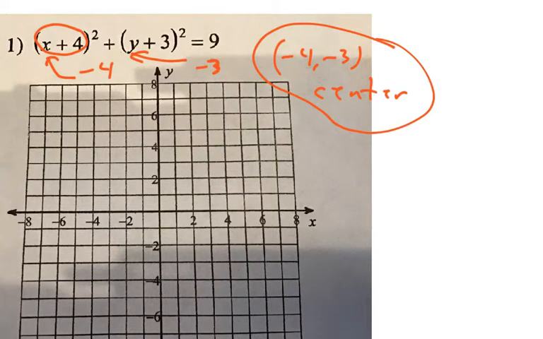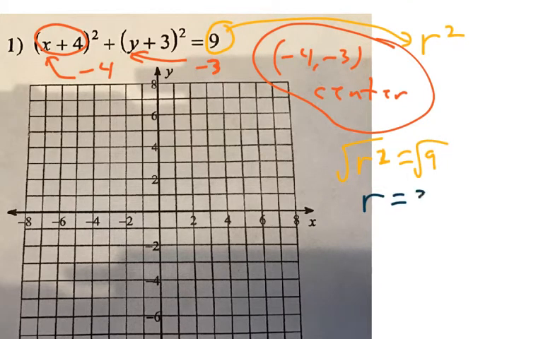Now, the other thing that's very important is that 9 right there, you have to remember, guys, is the radius squared. And without getting into a big discussion why, you just have to remember that's radius squared. So if r squared is 9, in other words, once I do a square root, I know the radius is 3.